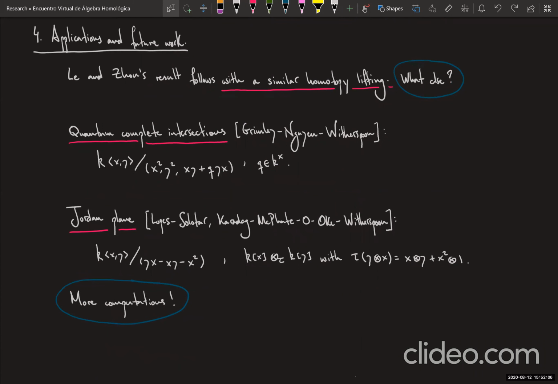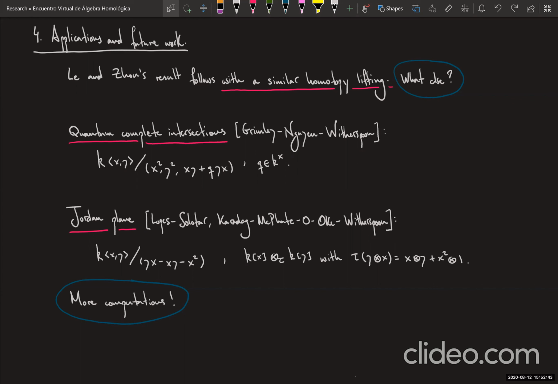We are not proving Li and Zhou's result as a corollary of Grimley, Nguyen, and Witherspoon's result, although it is. What we are doing is reproving it using exactly the same formalism that we used to prove the original theorem, without almost any changes to the homotopy lifting. So this suggests that although finding homotopy liftings may seem like a daunting task, in practice, this may actually be feasible. And we can ask what other results could be proven in this way.